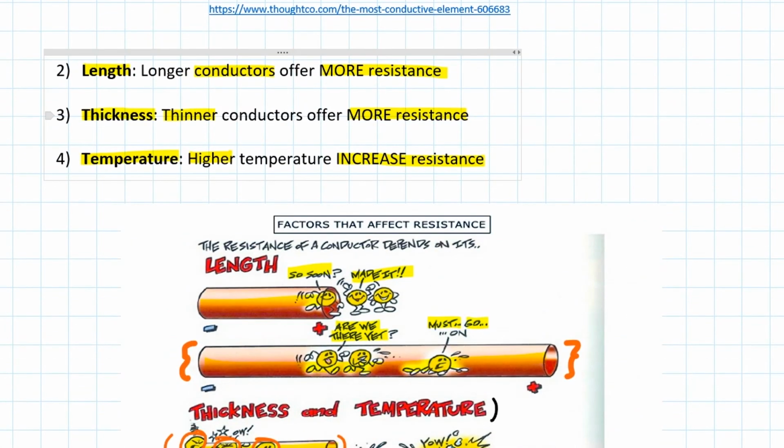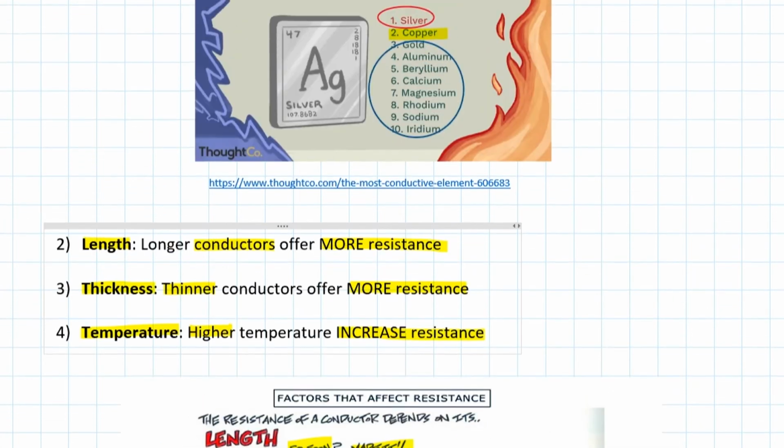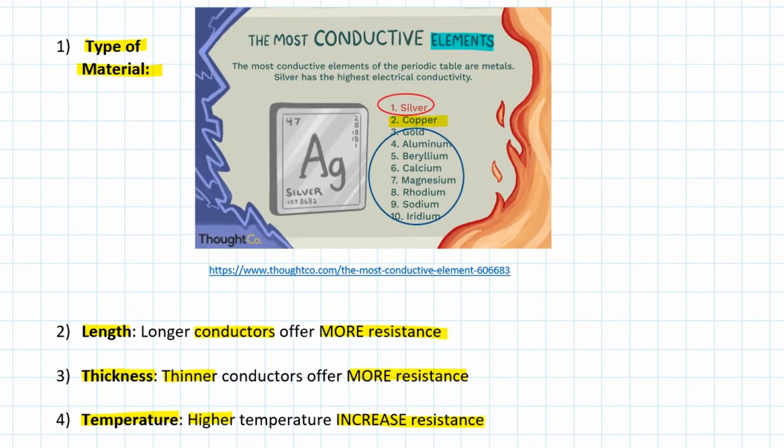So, in other words, if a conducting wire is cooled down, then the resistance will decrease and it will conduct electricity even better. These are the 4 factors that are going to influence resistance. Make sure that you learn them off by heart.